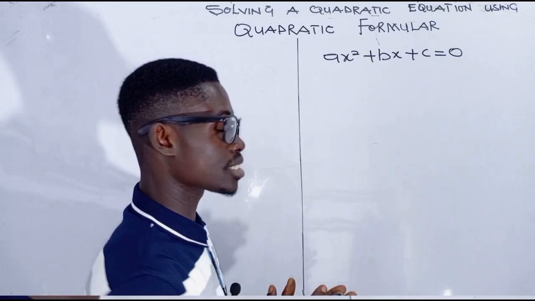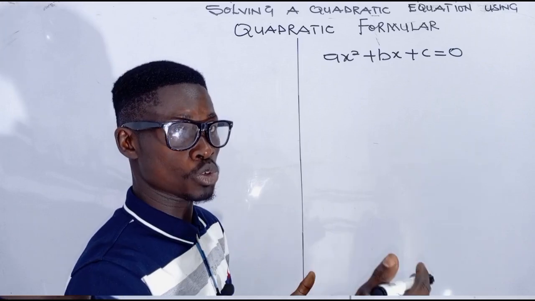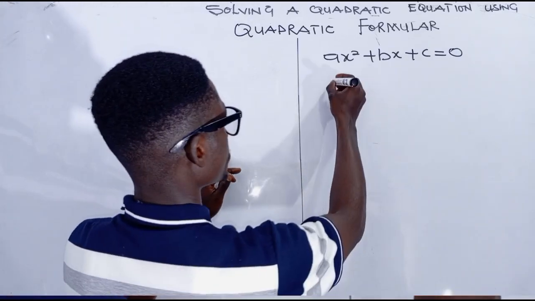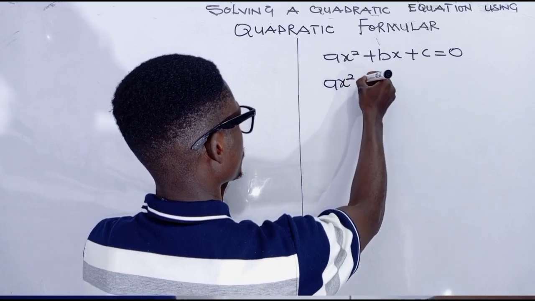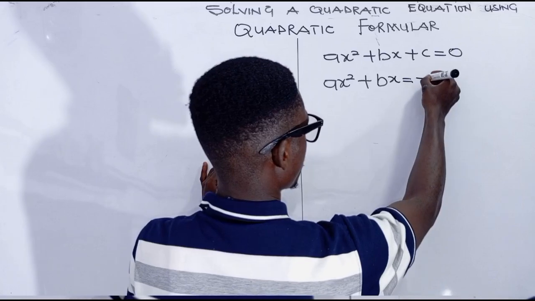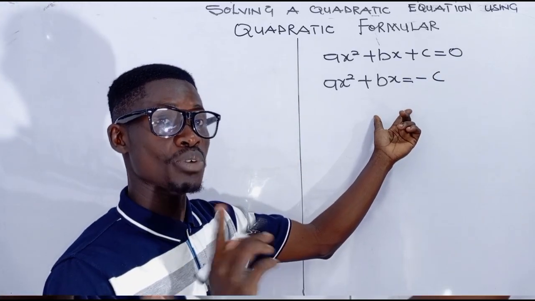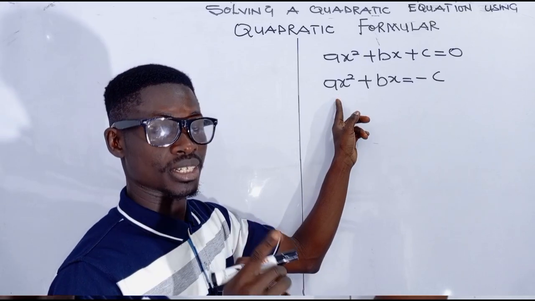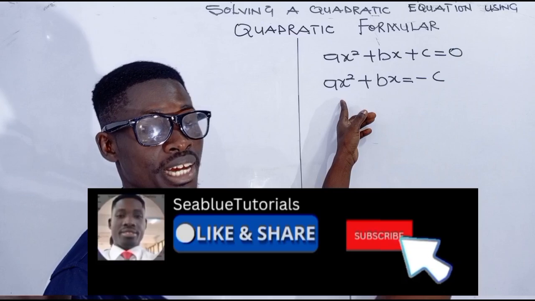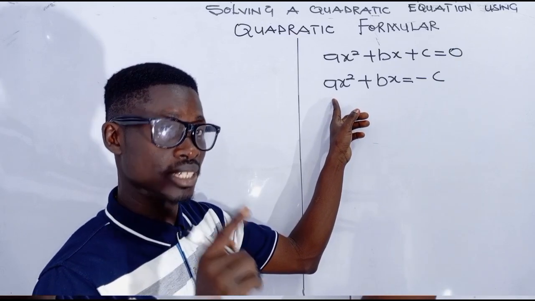To complete the square from a quadratic equation, the first thing we are going to do is transpose the constant to the right hand side of the equal sign. This is going to give us minus c. Now we make sure that the coefficient of x squared is 1. Looking at this, we have a attached to the x squared, so we have to make it 1 by dividing through by the coefficient of x squared, which is a.